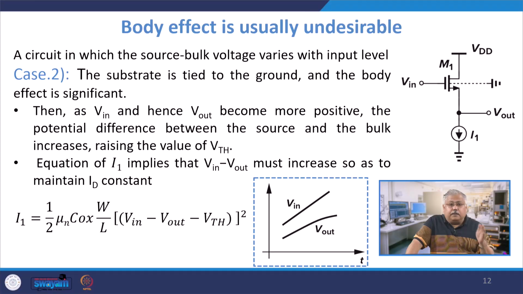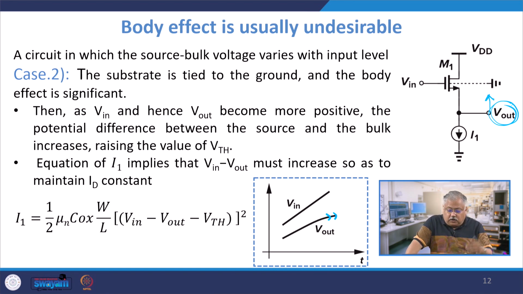See, that is written here in this slide: as V in and hence V out becomes more and more positive, the potential difference between the source and the bulk increases. Why? Because the source is connected to V out. So source to bulk voltage will go on increasing, and as it increases, it raises the value of VTH. As it raises the value of VTH, what happens? The current starts to fall, and that's the reason your V out starts to change, right?